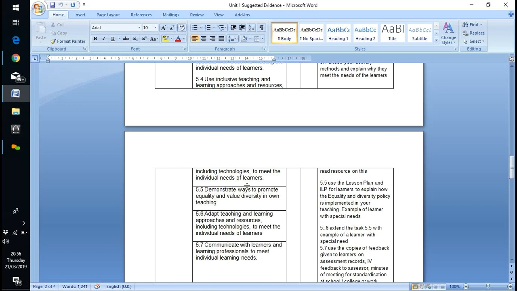But you'll have some teaching observations at some point. And there'll be a question on that observation about inclusive teaching and learning. So you've demonstrated ways to promote equality and diversity in that lesson, and you can refer back to it. Your observations will be appendices, so basically you can use that as evidence to show them.